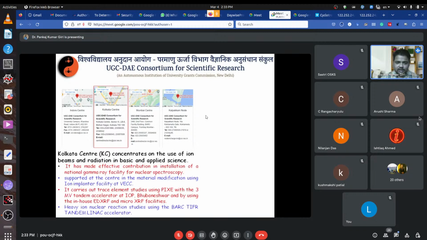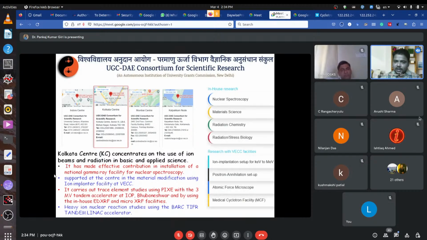The UGC-DAE CSR Kolkata is basically concentrating on the use of ion beam and radiation in basic and applied science. It has already contributed effectively. We know all about the INGA facility, the National Gamma Ray facility, and support at the Center for Material Modification using ion implantation. It carries out trace element study using PIXE with the 3 MeV tandem accelerator at IOP Bhubaneswar, and the in-house EDXRF and micro XRF facility are also there.